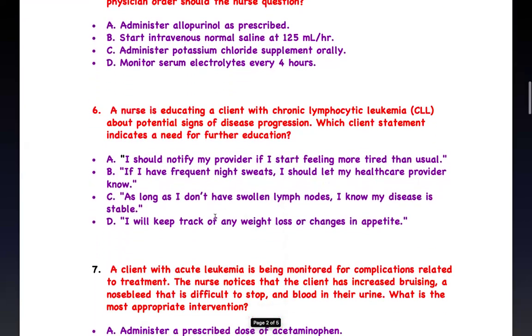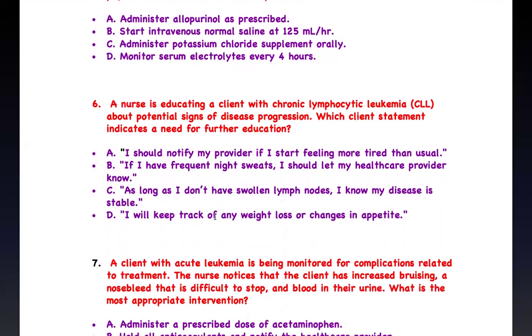C is wrong. The next question: educating a client with CLL about potential signs of disease progression. Which client statement indicates a need for further teaching? Need for further teaching means the client said something bad. We're looking for progression of the disease, so signs and symptoms of leukemia will progress.